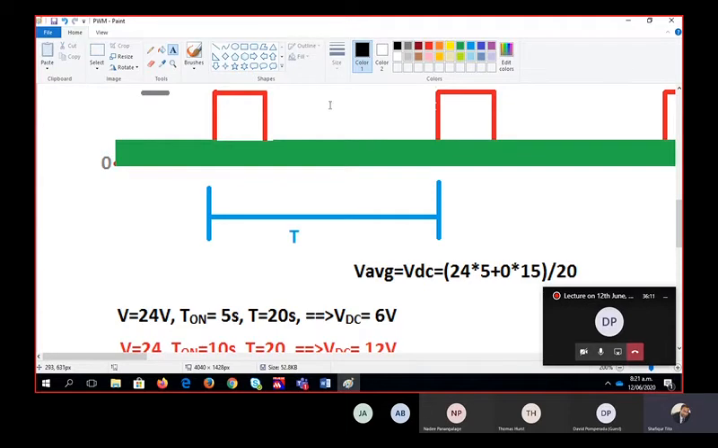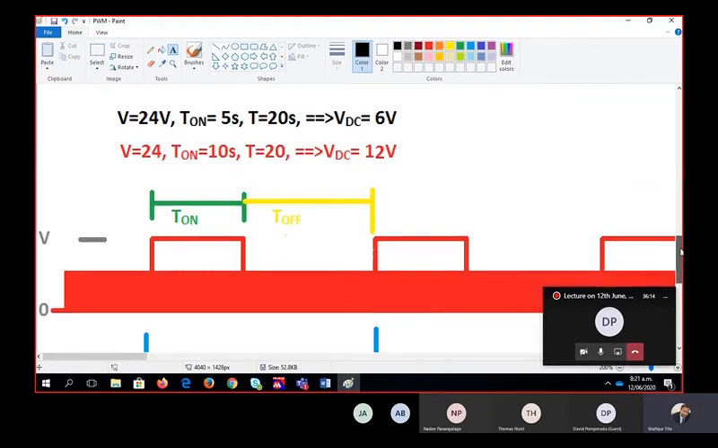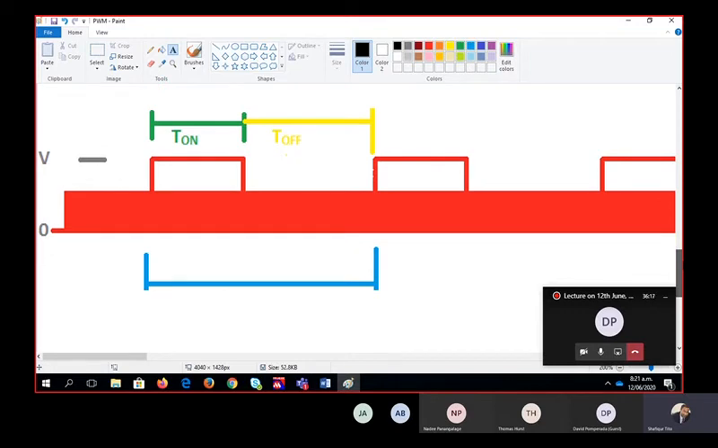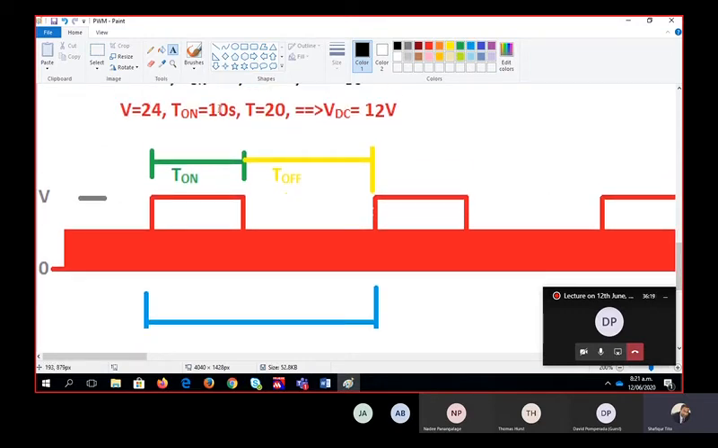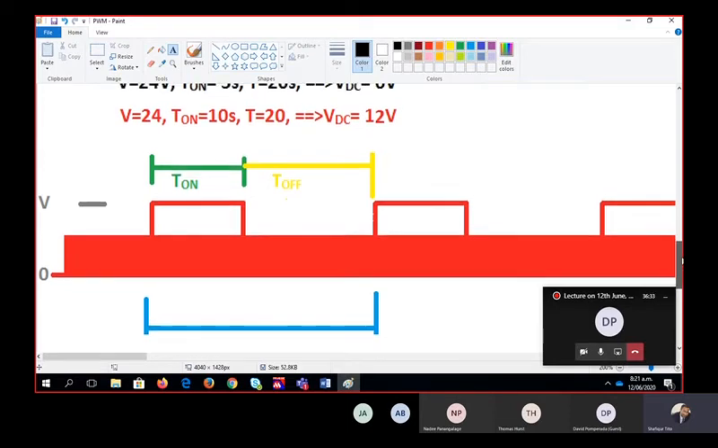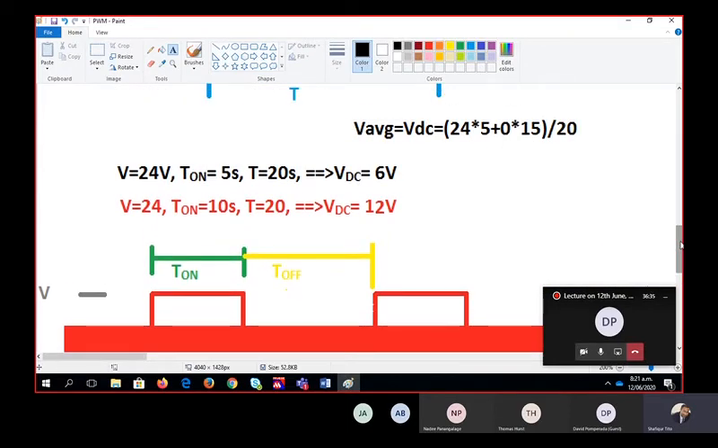Now, if you change this pulse width, let us take another example. If I change this pulse width to say 10 seconds, so 10 seconds on and the remaining 10 seconds off, in that case the average will become equal to 12 volt of continuous supply. And that means I can change the voltage by changing the width of my turning on time. That gives us the flexibility to vary the voltage across the load.